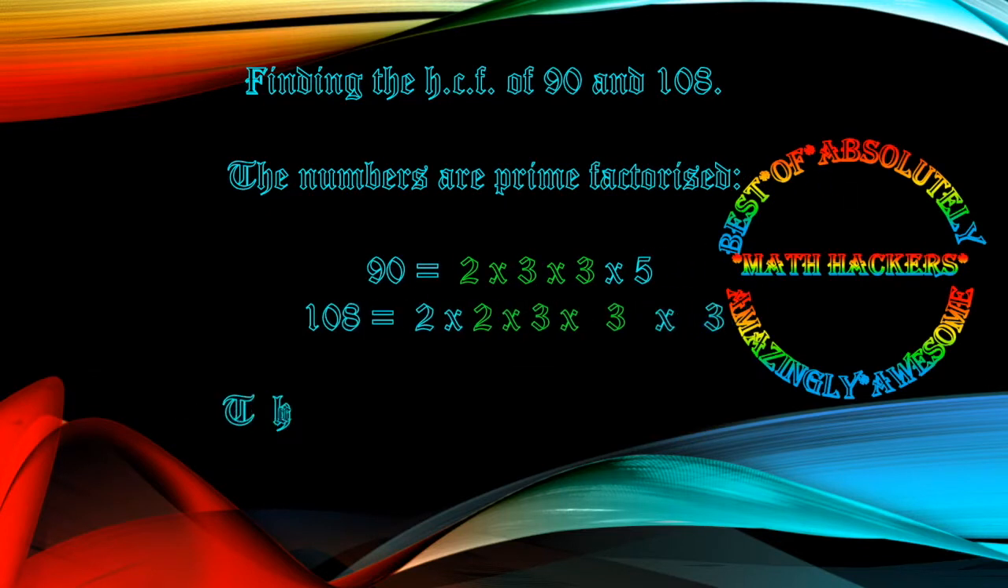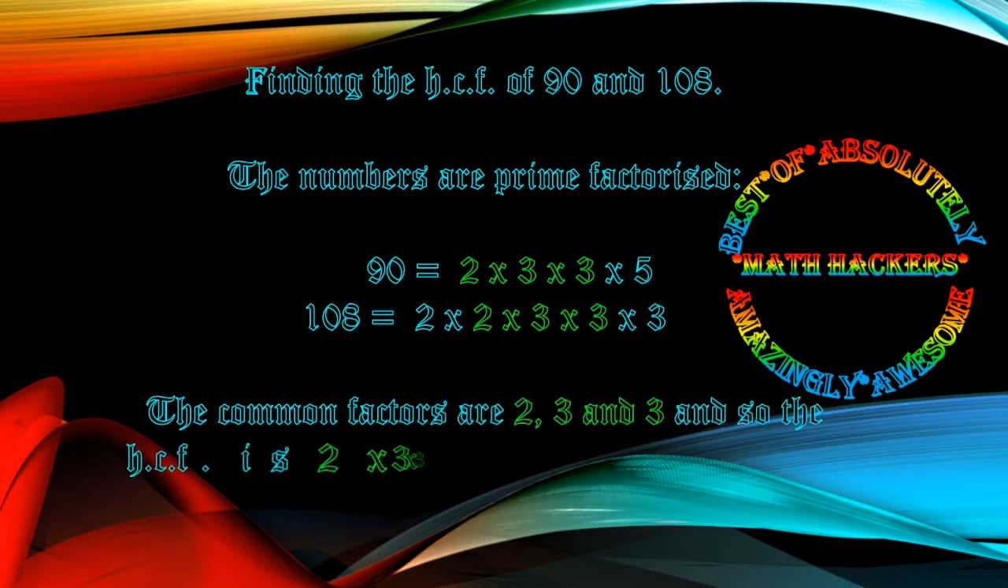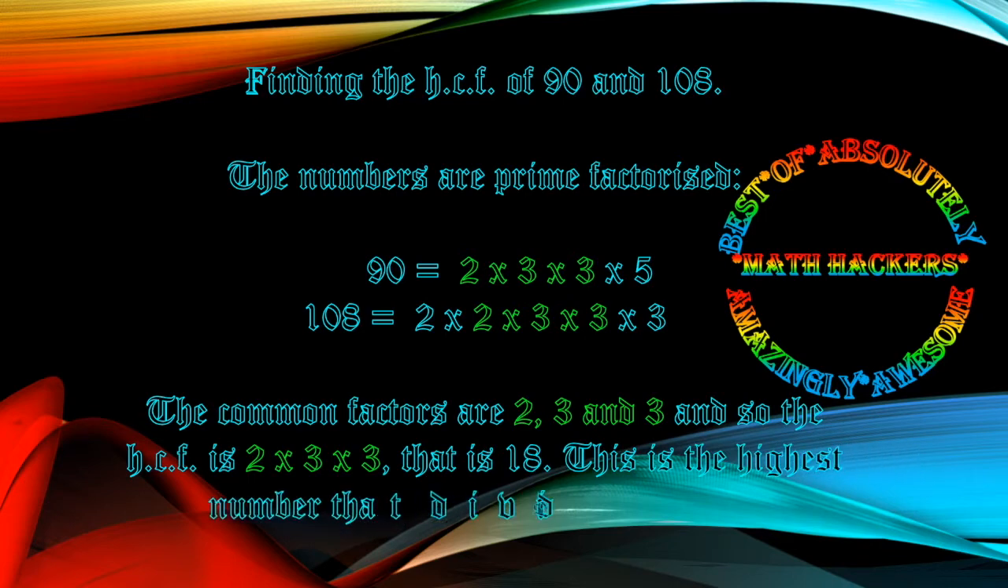Similarly, finding the HCF of 90 and 108, we start with prime factorizing, as in 90 equals 2 times 3 times 3 times 5, and 108 equals 2 times 2 times 3 times 3 times 3. Please note, the factors that are common to both are color coordinated, as in 2 times 3 times 3, which is 18. Hence, this is the highest number that divides into both 90 and 108.